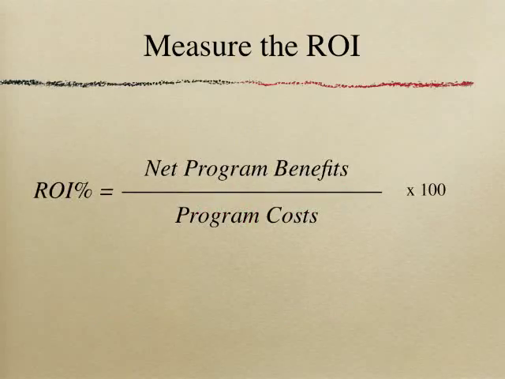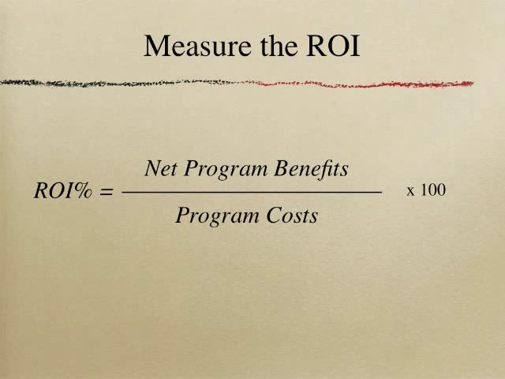And the final part of measuring ROI is simply the calculation of ROI itself, which is net program benefits divided by program cost. You multiply it by 100 to express it as a percentage. So in my example, if my net benefits were $1.5 million on a $500,000 cost, that's 300. So that's a 300% ROI on my program. So we can say that by implementing the knowledge management program in the example I just put forth, we had a 300% return on investment.